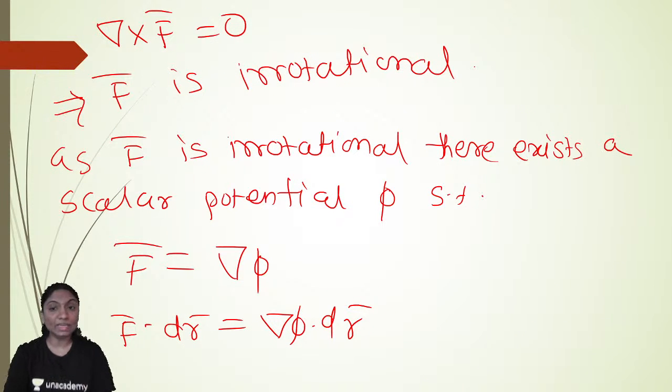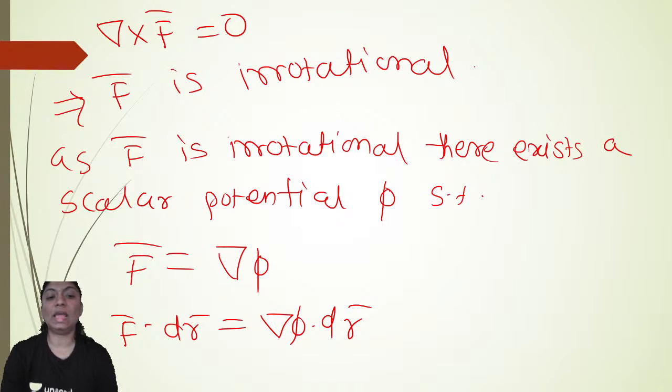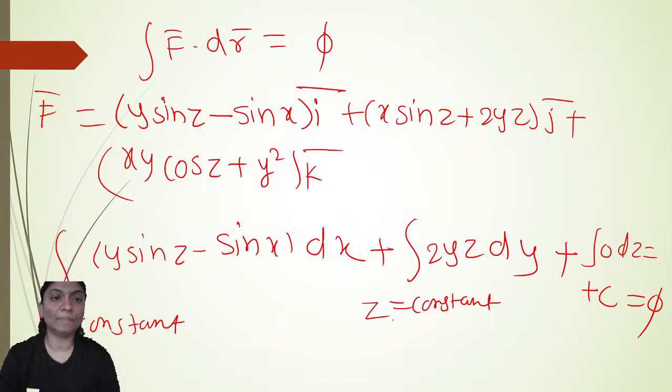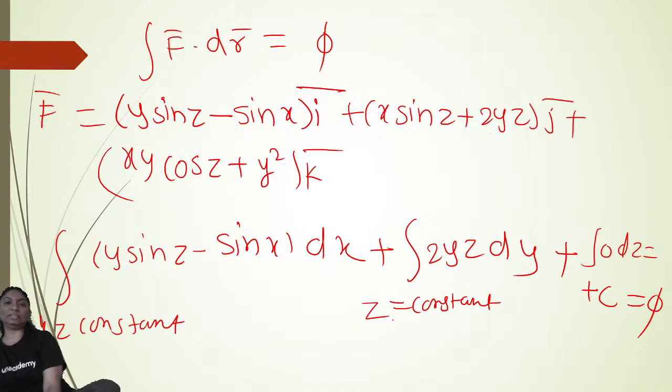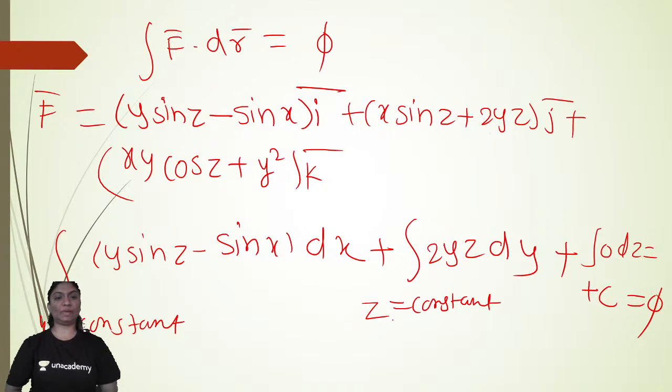And as F bar is irrotational, there exists scalar potential phi such that F bar is equal to del phi, and F bar dot dr bar is equal to del phi dot dr bar. So integral of F bar dot dr bar is equal to phi, where F bar is equal to (y sin z minus sin x) i bar plus (x sin z plus 2yz) j bar plus (xy cos z plus y square) k bar. Now integrating this, ये हमारा सही फॉर्मूला है एग्जैक्ट डिफरेंशियल इक्वेशन का.